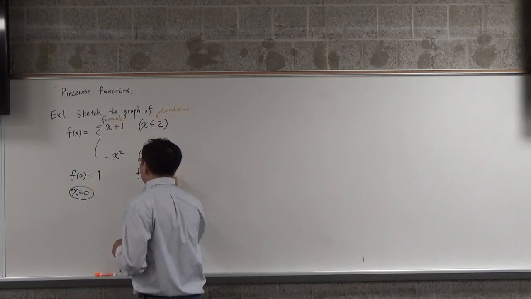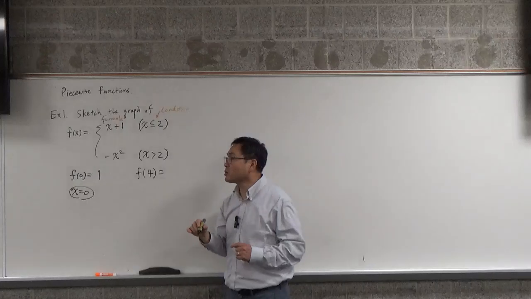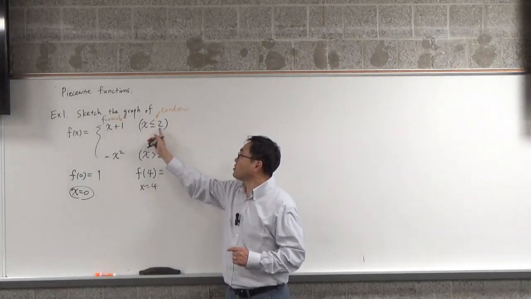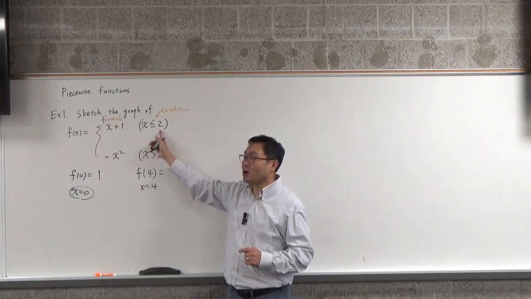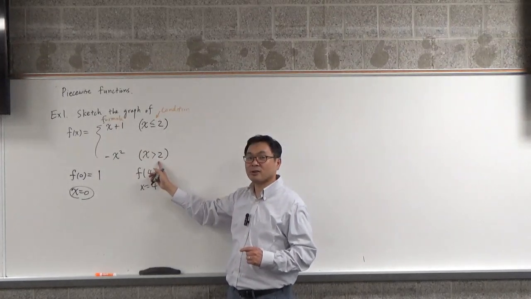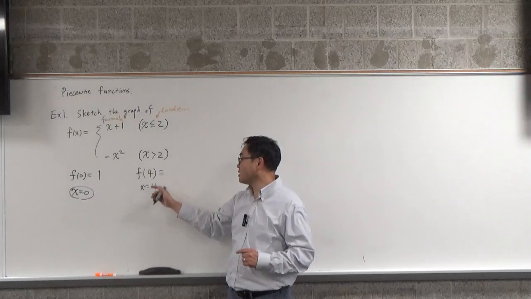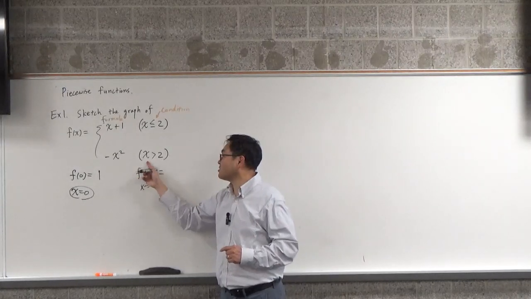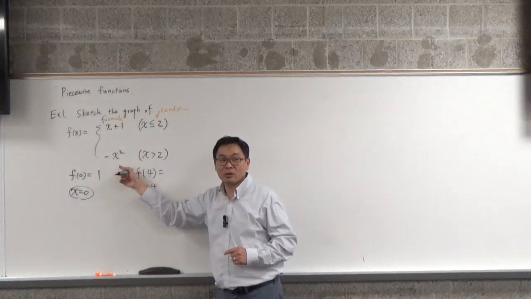Let's see if you understood what I was just saying. What's f of 4? Okay. That means x is 4. Is 4 less than 2? No. How about 4? 4 is bigger than 2, right? So we follow this formula. Since it meets this conditional, you follow this formula. What's the value?